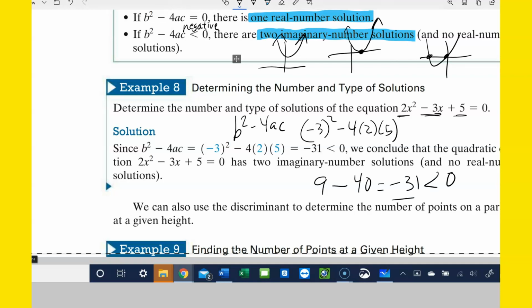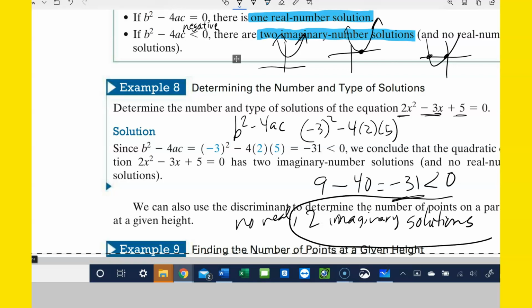Well, that's less than 0. That's a negative number under the radical. That means we have no real solution, or we could say 2 imaginary solutions. So we don't even have to solve the thing. We just got to tell what kind of solutions we got.